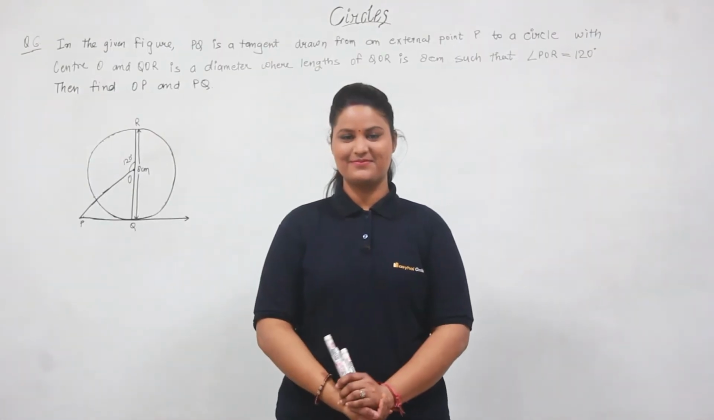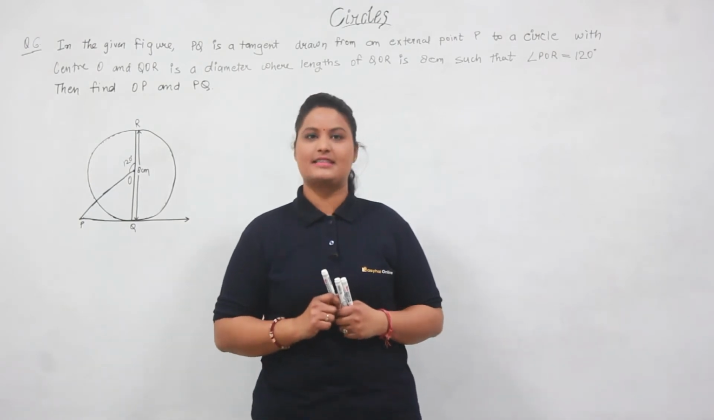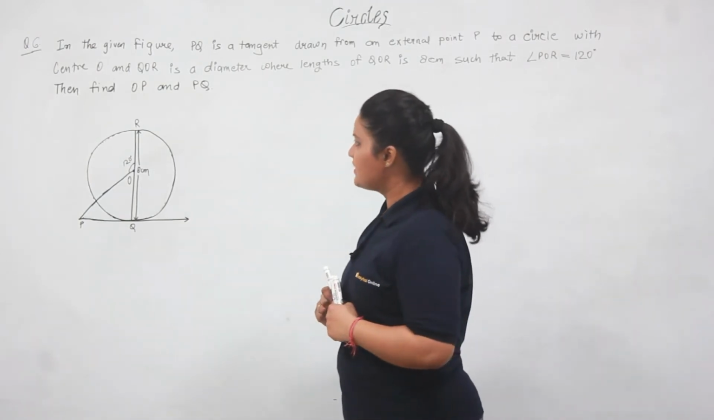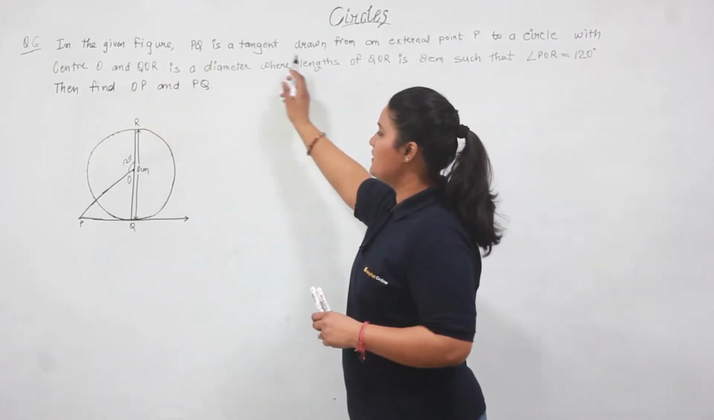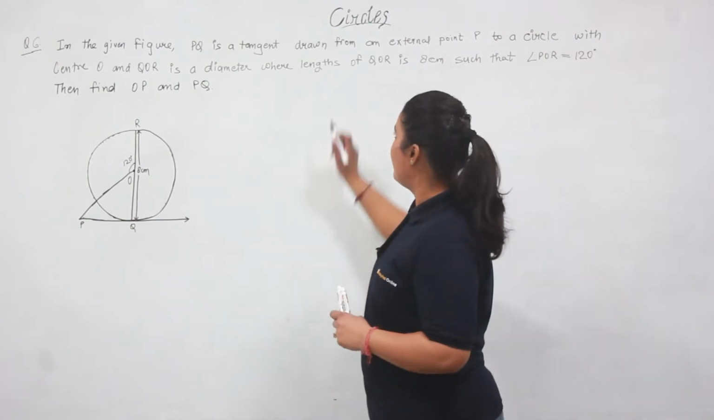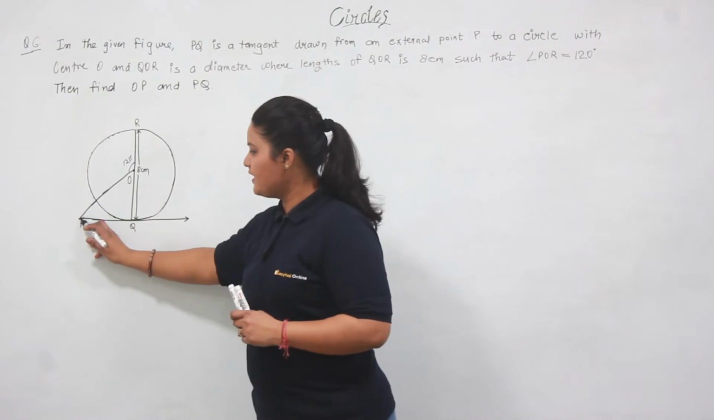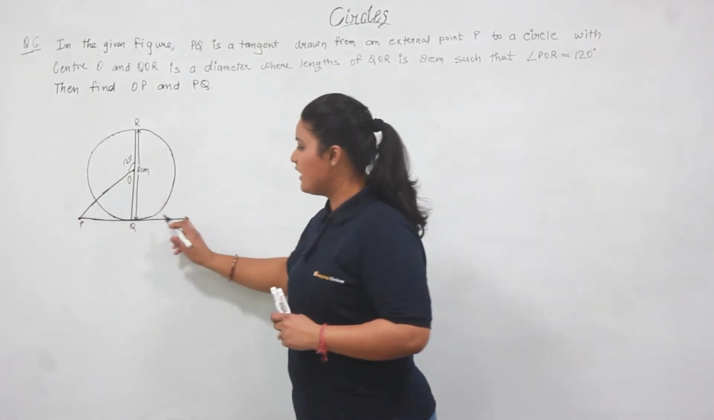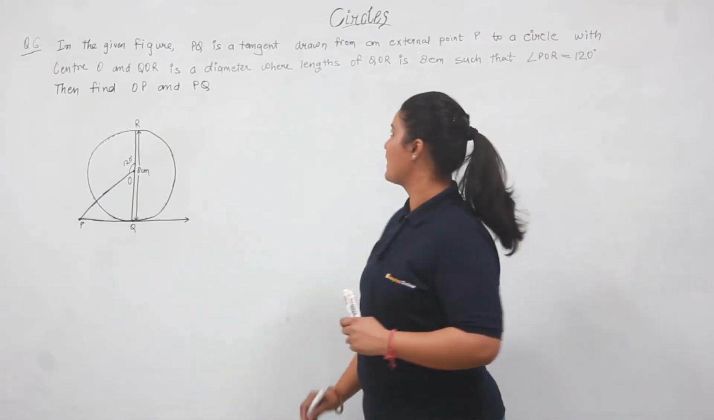Okay, class, now move to the next question, question number 6. In the question, there is a figure given. In the given figure, PQ is a tangent. PQ is a tangent drawn from an external point P. This is my external point P, and it is touching the circle at point Q.